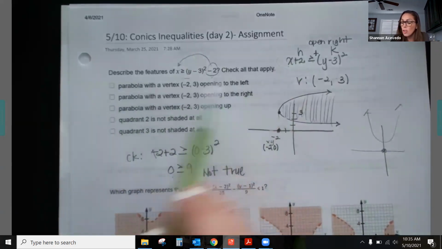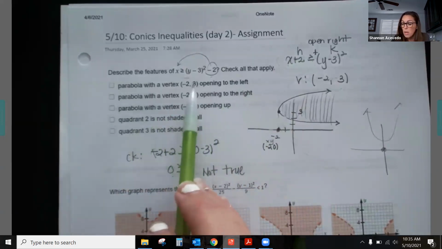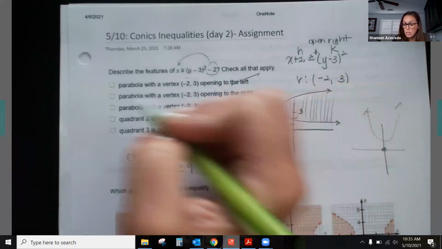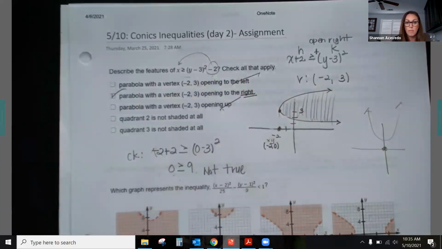It says, check all that apply. The parabola has a vertex. Yes, this is the vertex for all of them, but it says opening to the left. Nope, because we can see it's opening to the right. And so it's obviously not opening up as well. It's only going to be one of those.